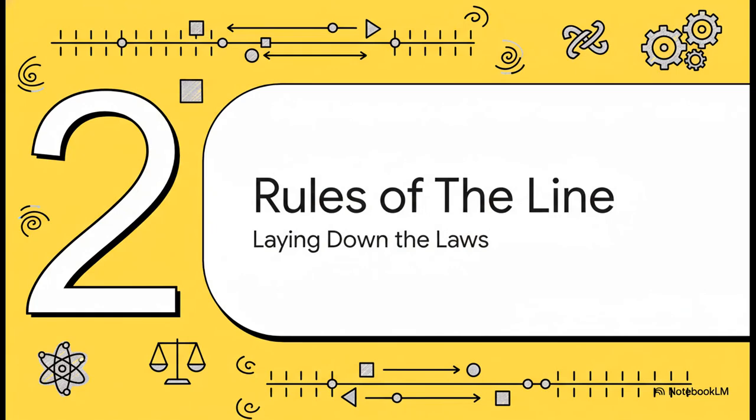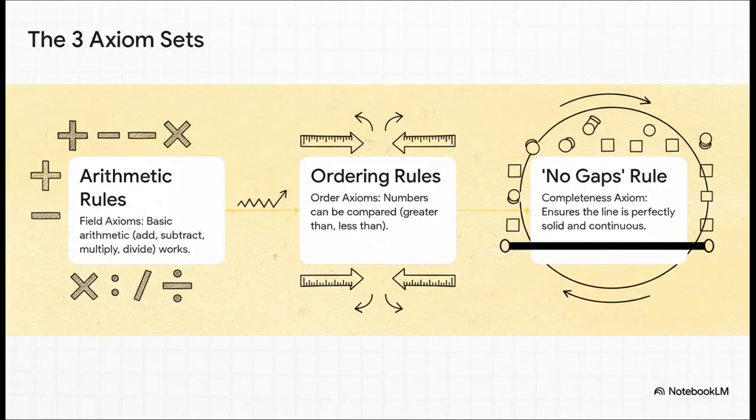It wouldn't work. So to fix this, to build a truly solid, gap-free line, mathematicians had to lay down the law. They created a set of rules, or axioms. Honestly, the best way to think about them is like a constitution for numbers. Every single number that wants a spot on that line has to play by these rules. And these rules come in 3 main flavors. First, you've got your basic arithmetic rules, the field axioms. These just say you can add, subtract, multiply, and divide. You know, the stuff you'd expect.